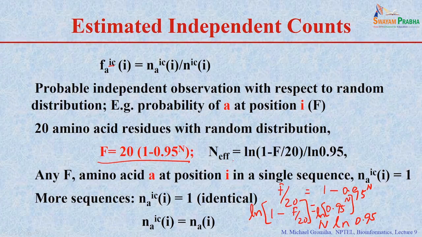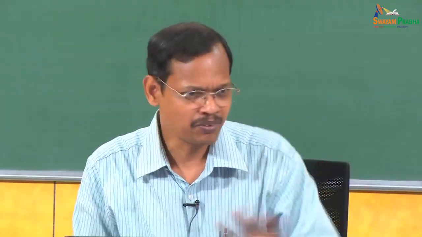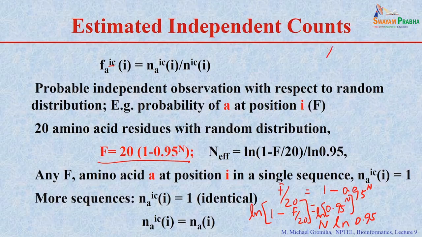Right. So for any f, take amino acid A in position I in a single sequence, this equals 1. Then if you have more sequences, for example 20 sequences, if you have one more sequence, there are two possibilities. One possibility is that it could be the same amino acid. For example, if you have a sequence A I T S T A, this is a concept here.